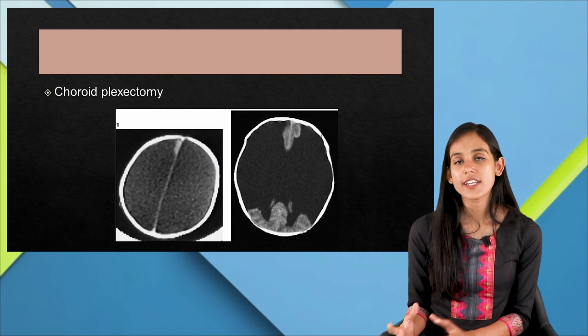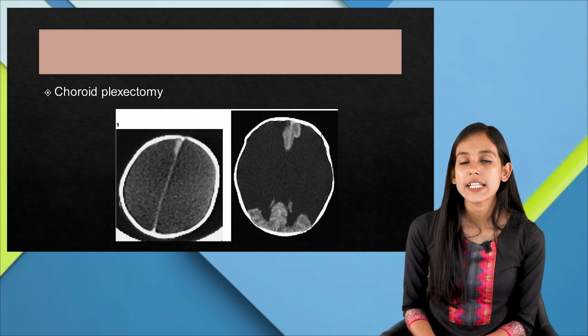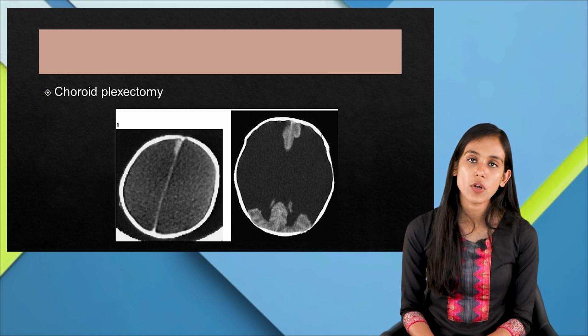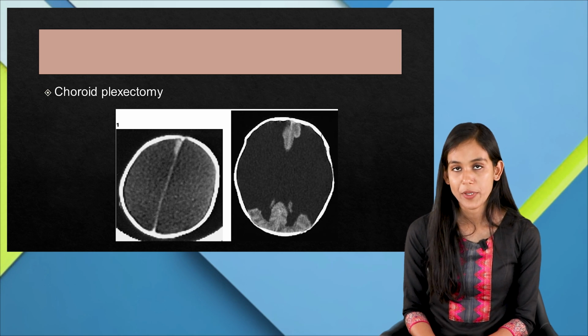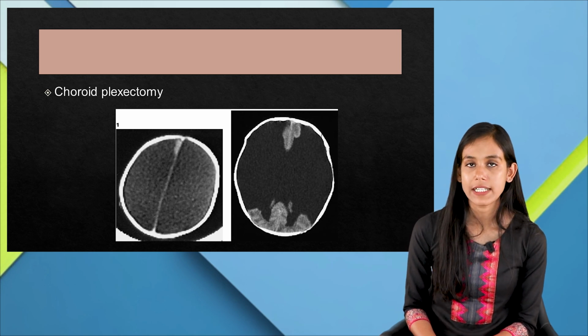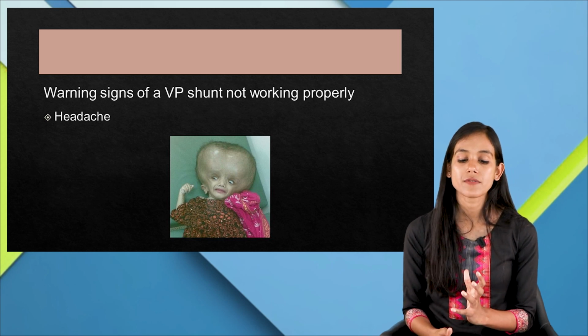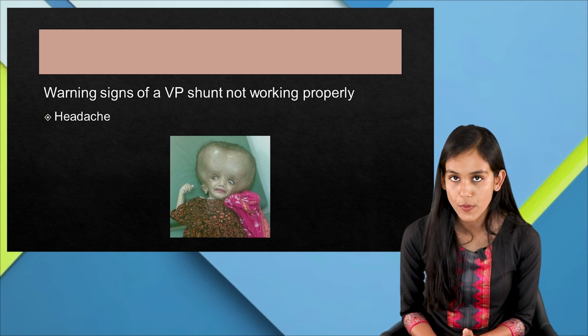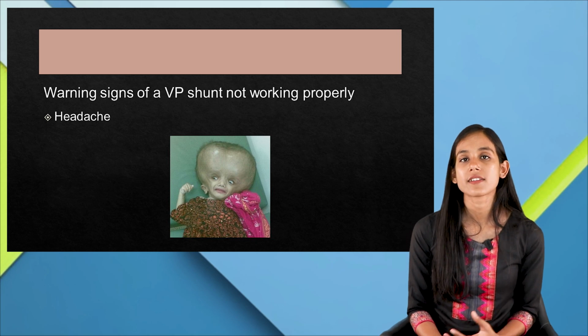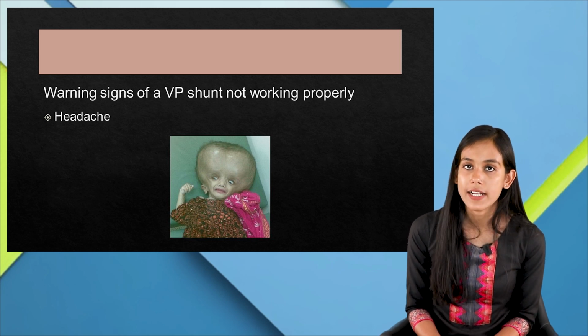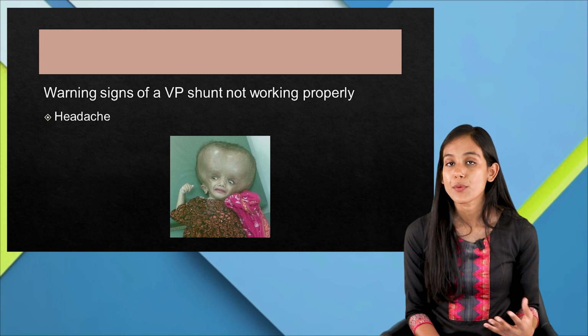And other than all these surgical interventions, there is also one more thing called choroid plexectomy. So this is also one more surgical intervention. Next, we will see what are the warning signs of a VP shunt that is not working. So what are the signs that would indicate to us that the VP shunt is not working?